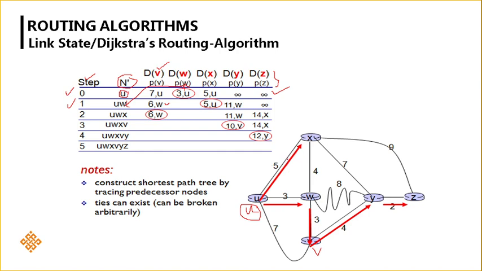there is a direct path 5, but now you can take the help of w. So via w it is 3 plus 4, 7, so it is a bigger value, so I am just retaining the same value, that is u to x is 5. So here you can see 5 comma u, I am not changing it.